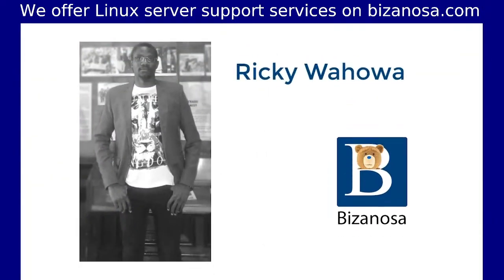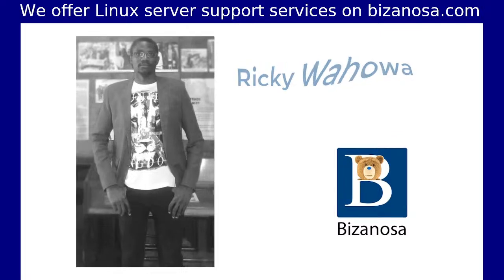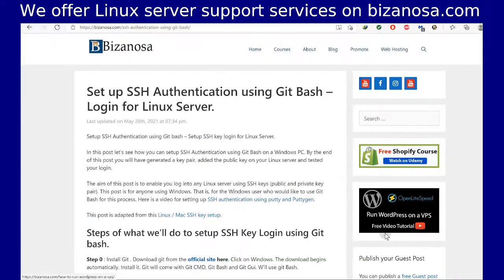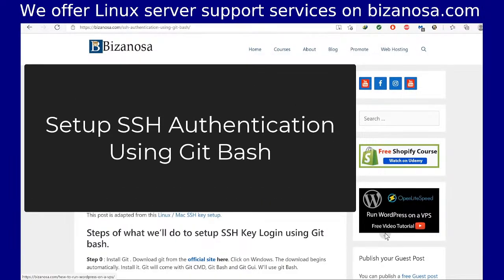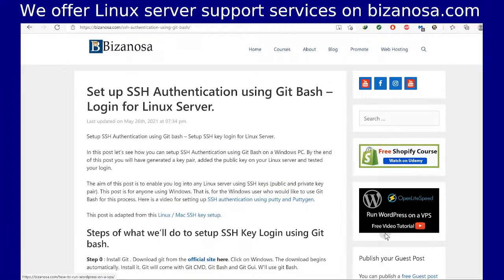In the last one, you saw how to set up a sudo user, an admin user with root privileges. So in this video, let's see how you can set up SSH authentication using Git Bash. So I'm on Windows, that's why I'm using Git Bash. But even if you're on Linux or you're on Mac, you can still follow along with this.